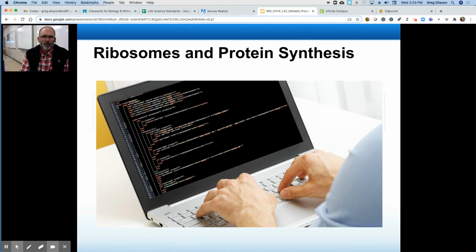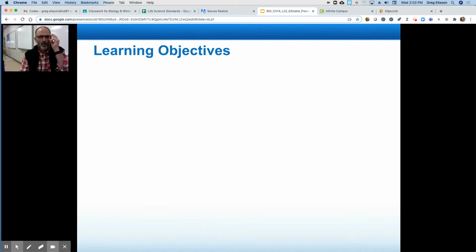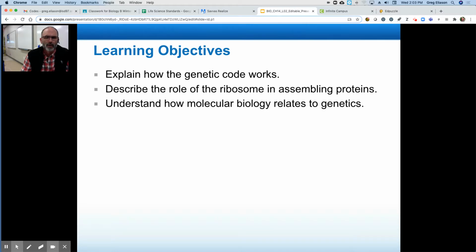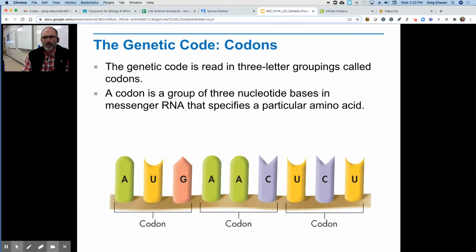All right, let's take a look at ribosomes and protein synthesis. So yesterday we looked at the formation of messenger RNA in the nucleus and how messenger RNA copies the code from the DNA, and that will ultimately be the code that will be translated into a protein. So today we're going to look at how that code works, describe the role of the ribosome in assembling protein, and then some terminology of how molecular biology relates to genetics.